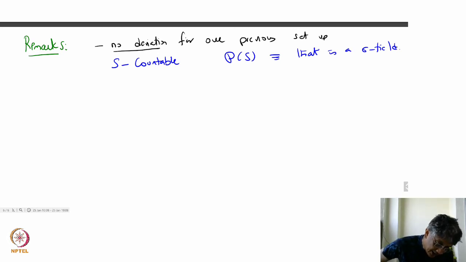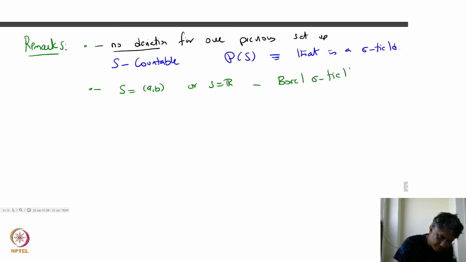So in general, an event space can be any sigma field. When S is [0, 1], we will take the Borel sigma field, and when S is R, we will take the Borel sigma field, or when S is any interval, we will take the Borel sigma field. So this convention we will always follow. If S is an interval (a, b) or S is equal to R, we will always work with the Borel sigma field as the events. So that's what we will do going forward.